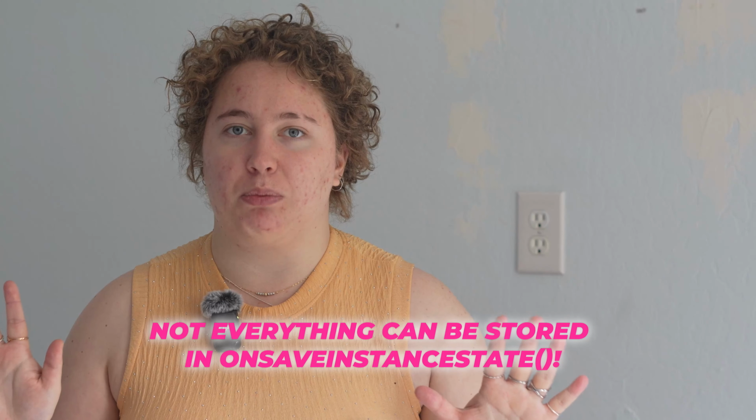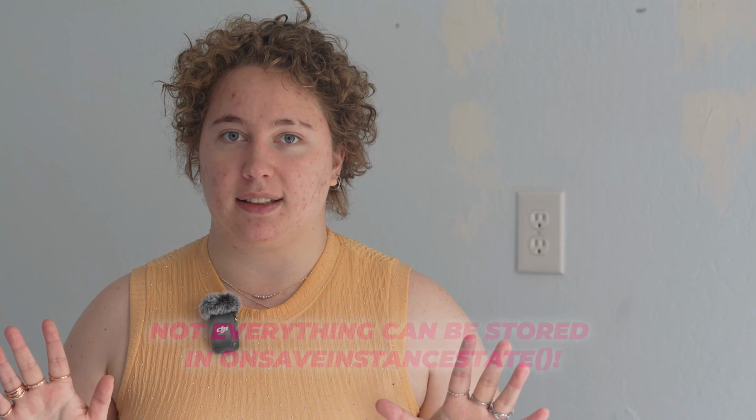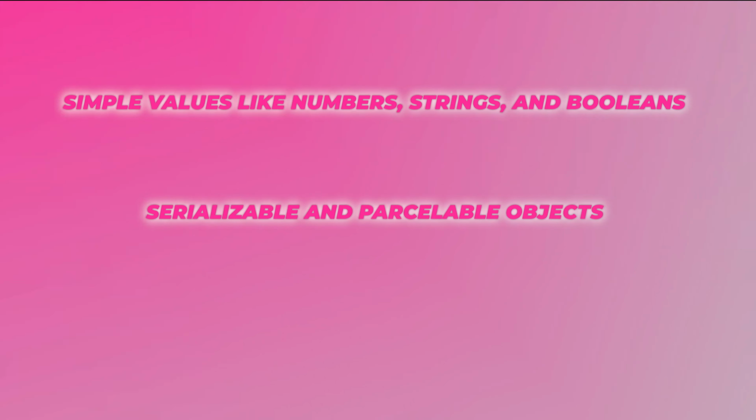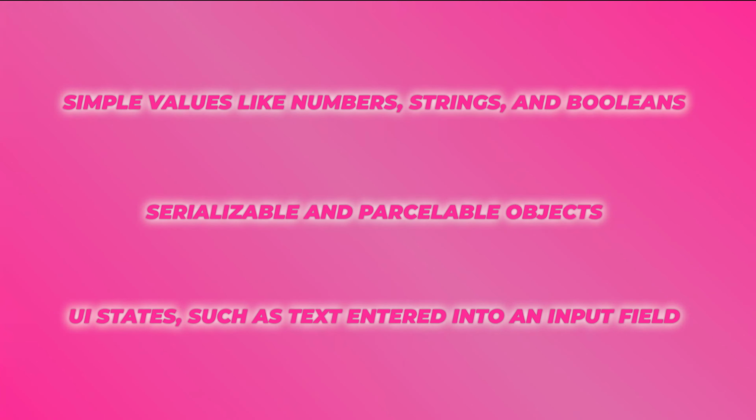Now, an important point. Not everything can be stored in onSaveInstanceState. What can be saved? First, simple values like numbers, strings, and booleans. Second, serializable and parcelable objects. Third, UI states such as text entered into an input field. What cannot be saved? Large objects such as images, large lists, or files. Long-term data like user settings or database records.